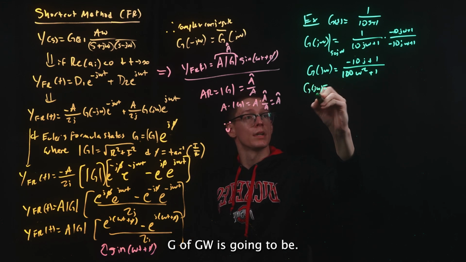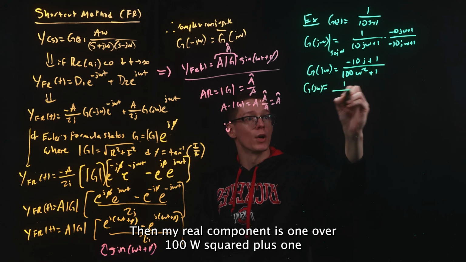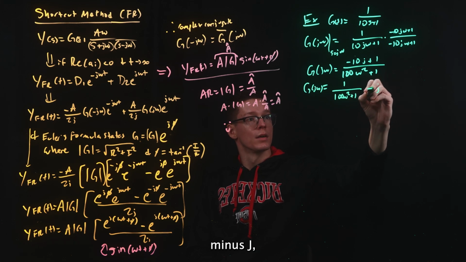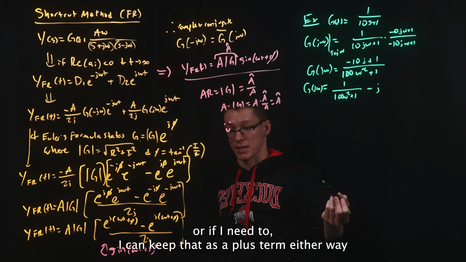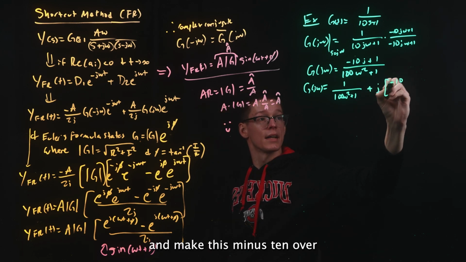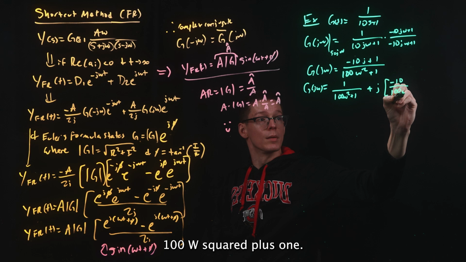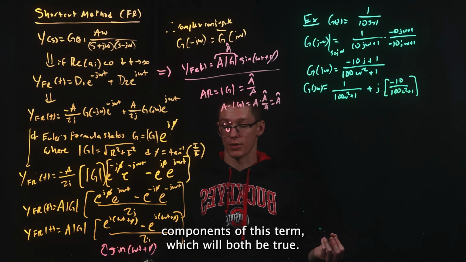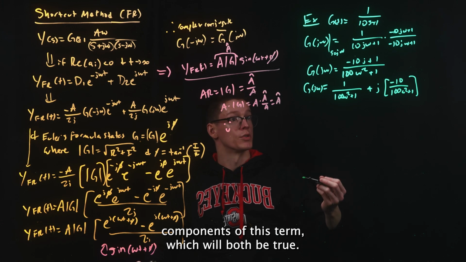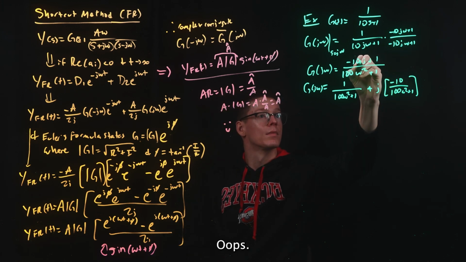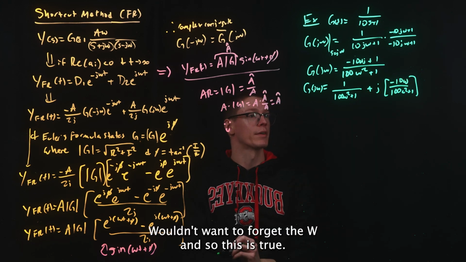G of jw is going to be then, my real component is 1 over 100 w squared plus 1, minus j, or if I need to, I can keep that as a plus term, either way, and make this minus 10w over 100 w squared plus 1. And so now I have my real and my imaginary components of this term, which will both be true. Oh, I almost forgot my w there. Oops. There we go. Wouldn't want to forget the w.